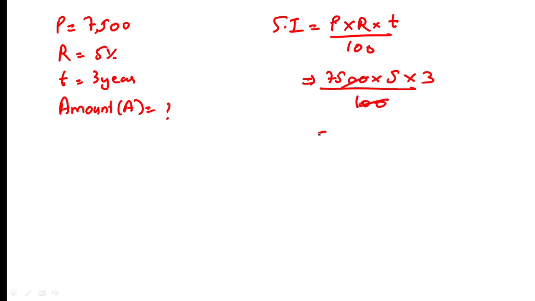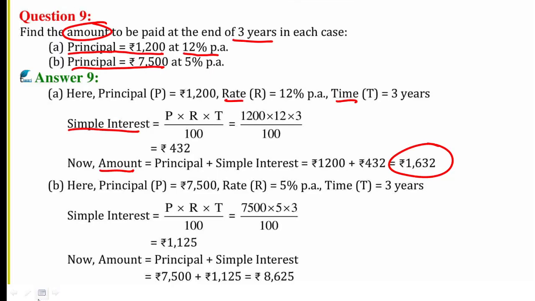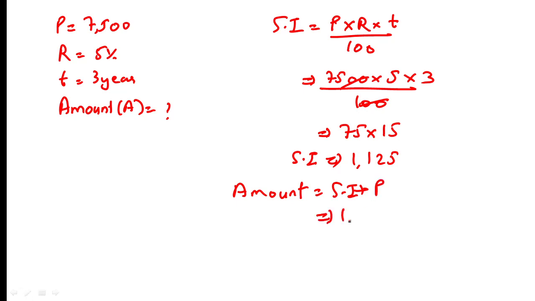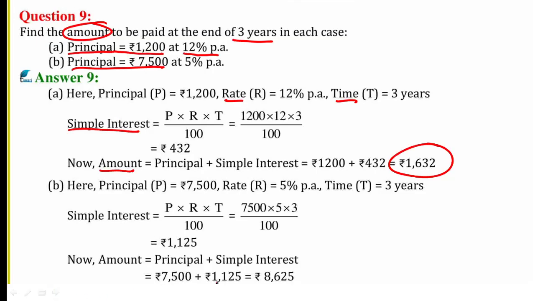These zeros will cancel. So you will multiply this 75 with this 15. On multiplying, you will obtain the value of simple interest to be 1125. So this is your simple interest, but you have to calculate the value of amount. Amount is your simple interest plus your principal. Simple interest is 1125 plus principal is 7500. On adding you will obtain 8625 rupees. So that is your total amount.